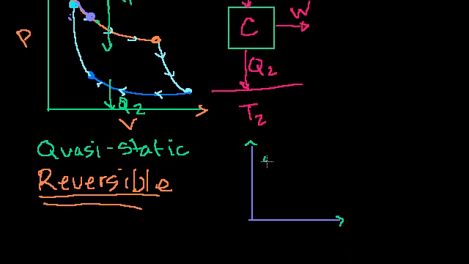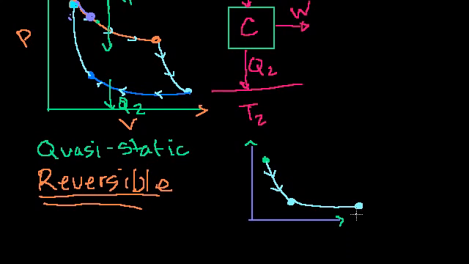So I could start at state A here, and then I could adiabatically contract. Adiabatic contraction would look something like this. And I'll get to that state. Then I can isothermally expand. So I'm going like this, all along an isotherm. I'm doing some isothermal expansion. So in this case, I'm doing work, but I'm doing work isothermally, right?